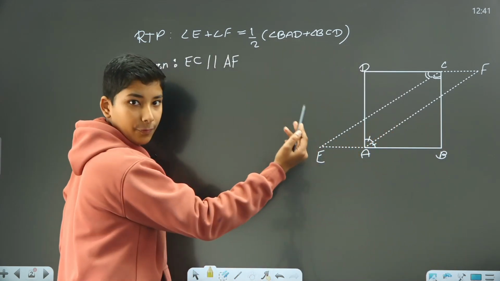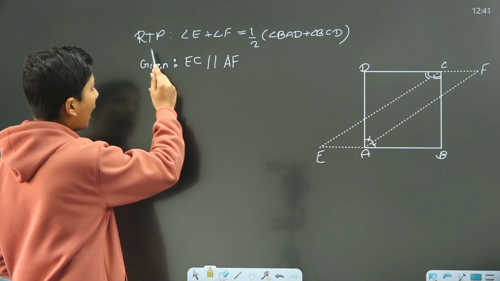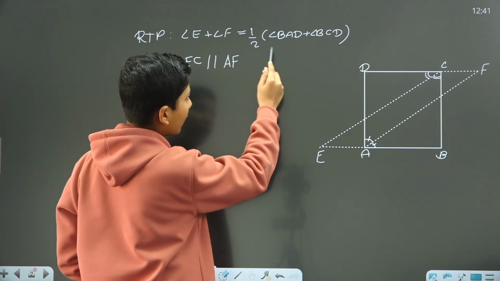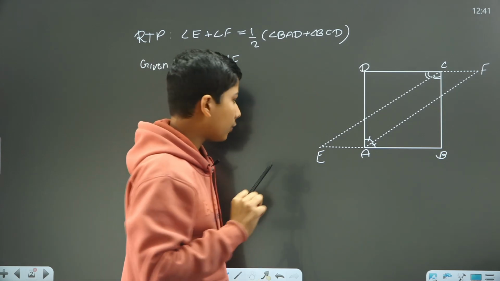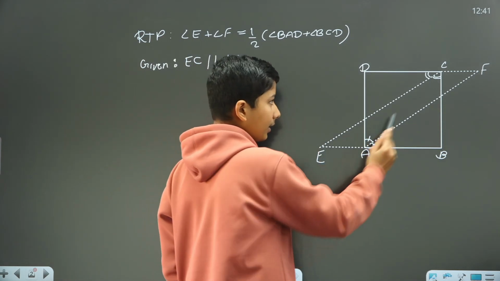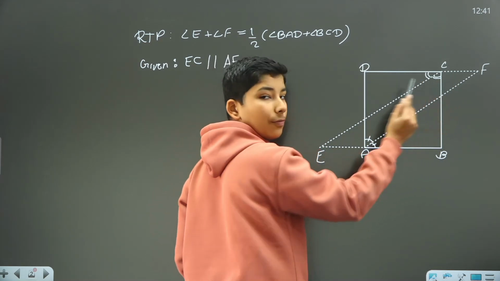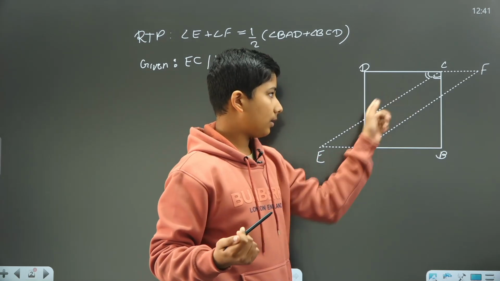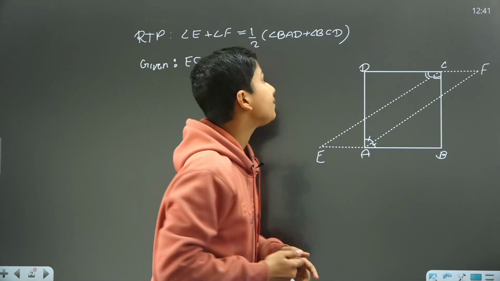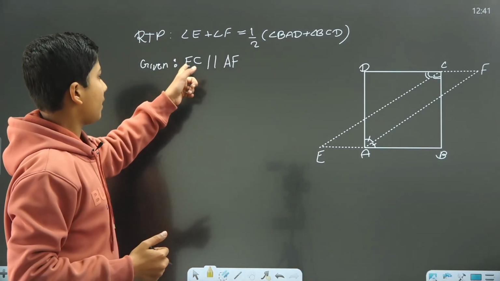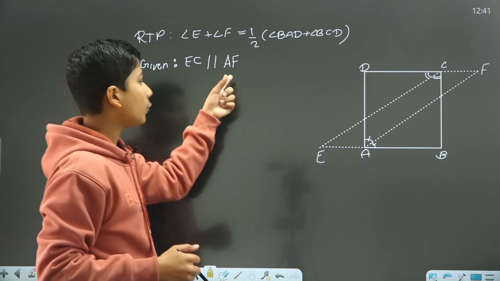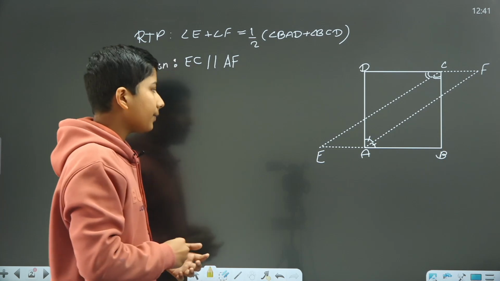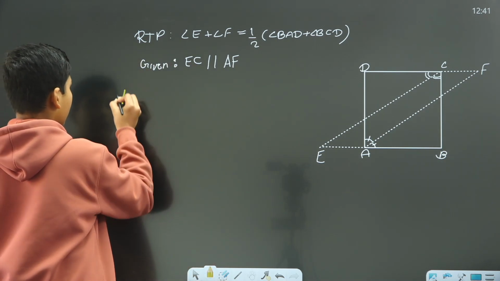So this is our figure, and RTP is given that angle E plus angle F is half of angle BAD plus angle BCD. So this is angle E, and this is angle F. If we add both of them, the result will be half of the sum of these angles A and C. Okay, and it is given that EC is parallel to AF, meaning these lines are parallel to each other. Okay, now here we will write proof.